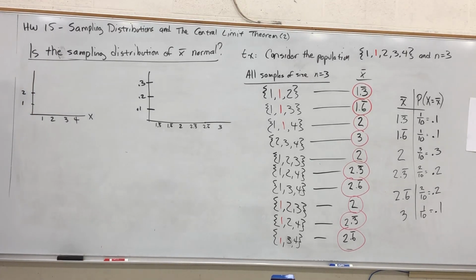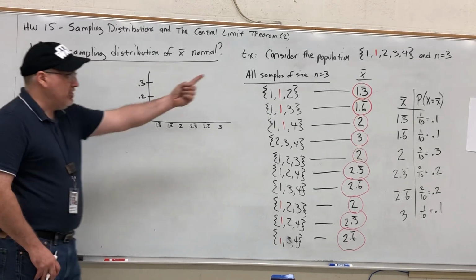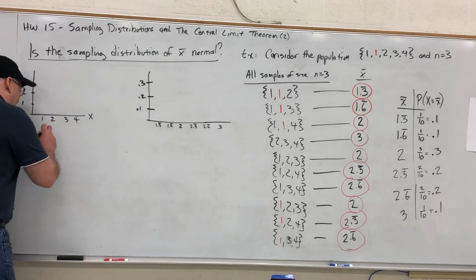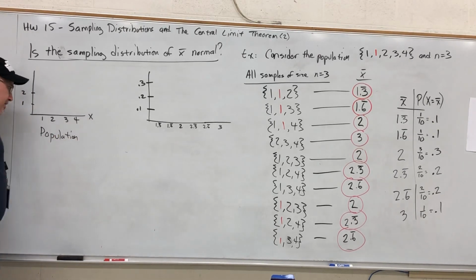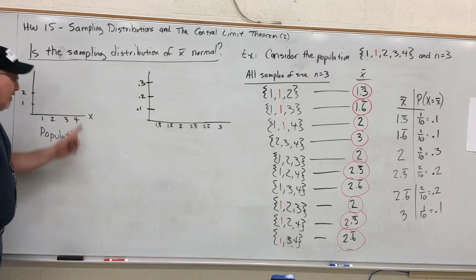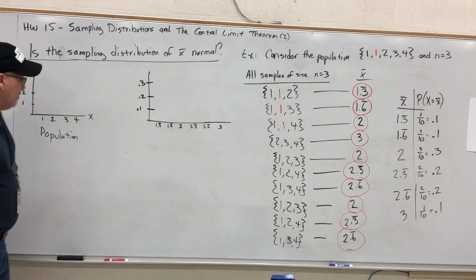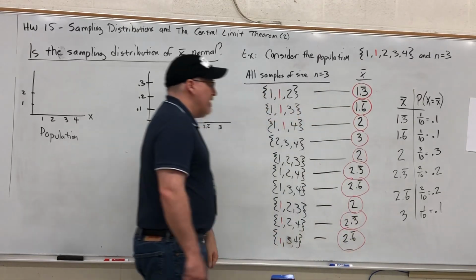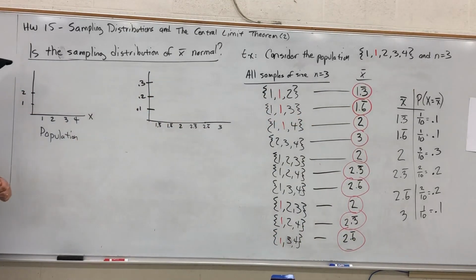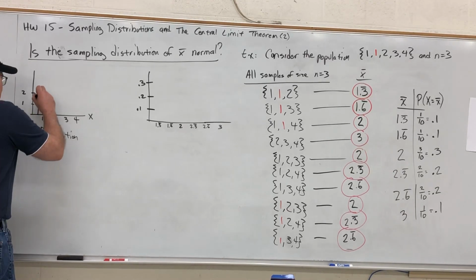Well, I'm actually going to set up two histograms. I'm going to set up one for the original population, which is why I just put an x by the horizontal axis to represent the individual values. Well, making a histogram for this is easy. There's only 4 values, 1, 2, 3, and 4. All of them have frequency 1, except the number 1, which has a frequency of 2.